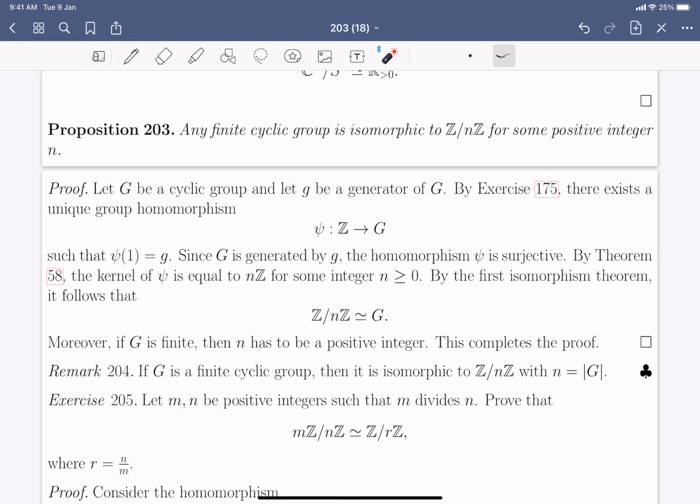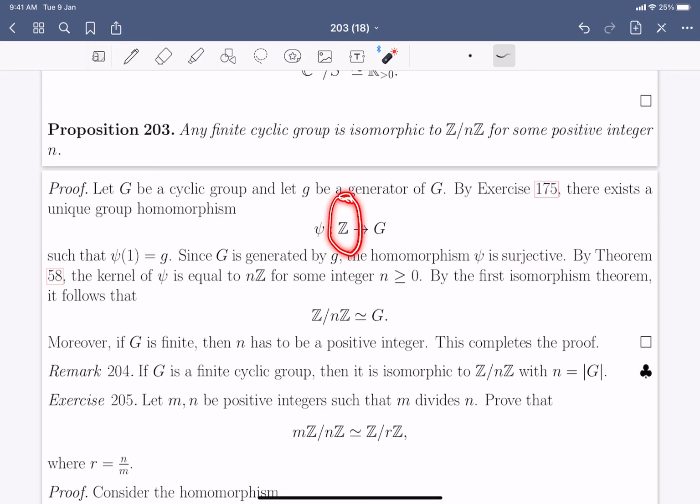We know that there is a unique group homomorphism psi from Z to G. This is straightforward to see, as long as we impose the condition that psi of 1 is one of the specific elements of G. Here we specify psi of 1 to be the element g that you started with, which is one of the generators of the group G. Since the group G is generated by the element little g, it follows that this homomorphism psi is surjective.